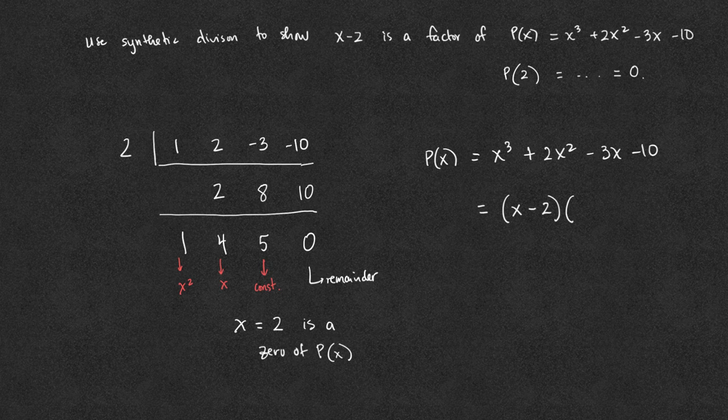Multiply. The quotient is 1x squared plus 4x plus 5. To make sure, we want to multiply this out to see if we end up with the same polynomial p of x. But this is the factor form of the polynomial.